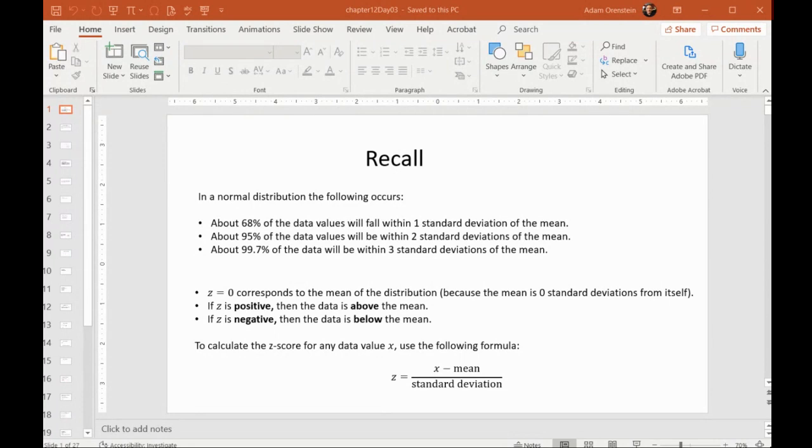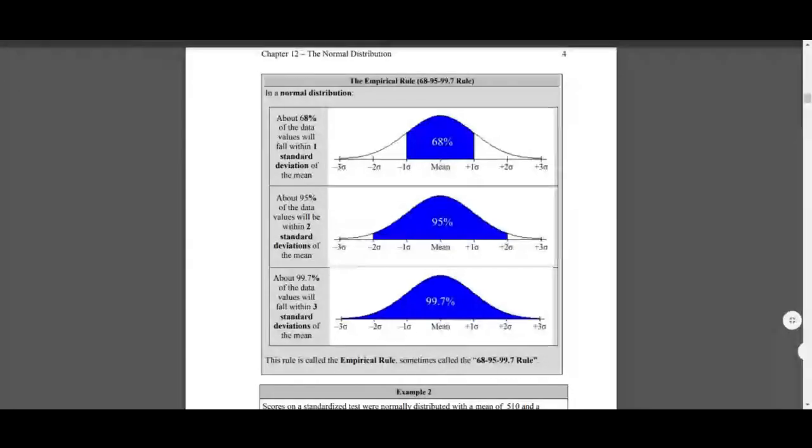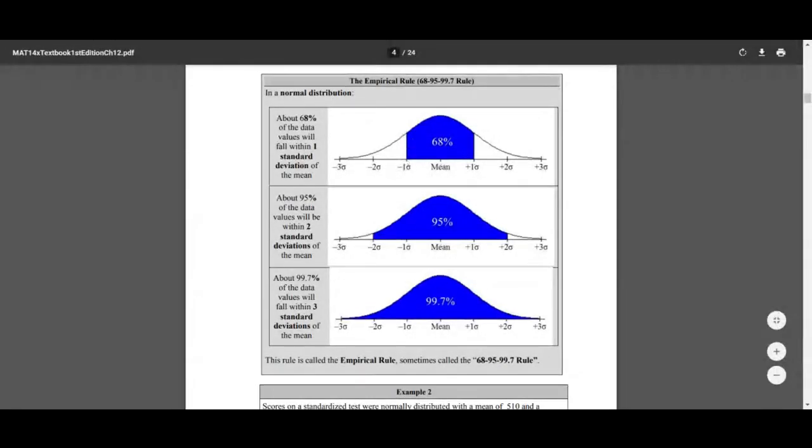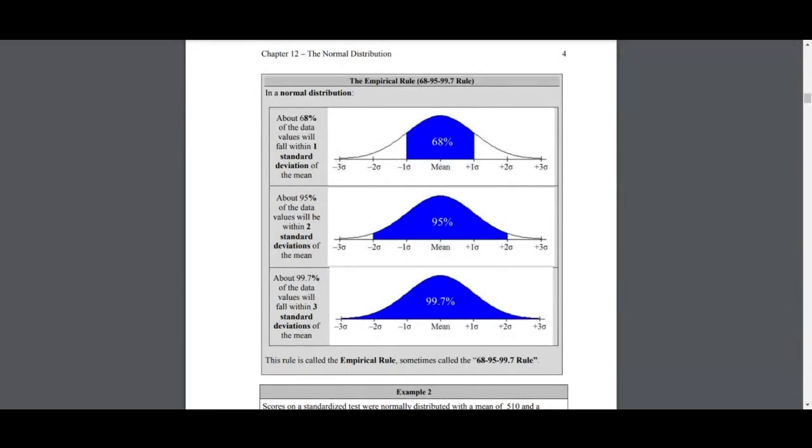Before we get to that, I did post it above, and I probably should have mentioned it first. If you remember the empirical rule, which says that about 68% of the data values are within a standard deviation from the mean and so on, there was a picture from the textbook that I shared. Let me just share that again. It is in the book, so you don't have to copy it down. The book's on Lumen. Okay, there it is. You can see it, right?